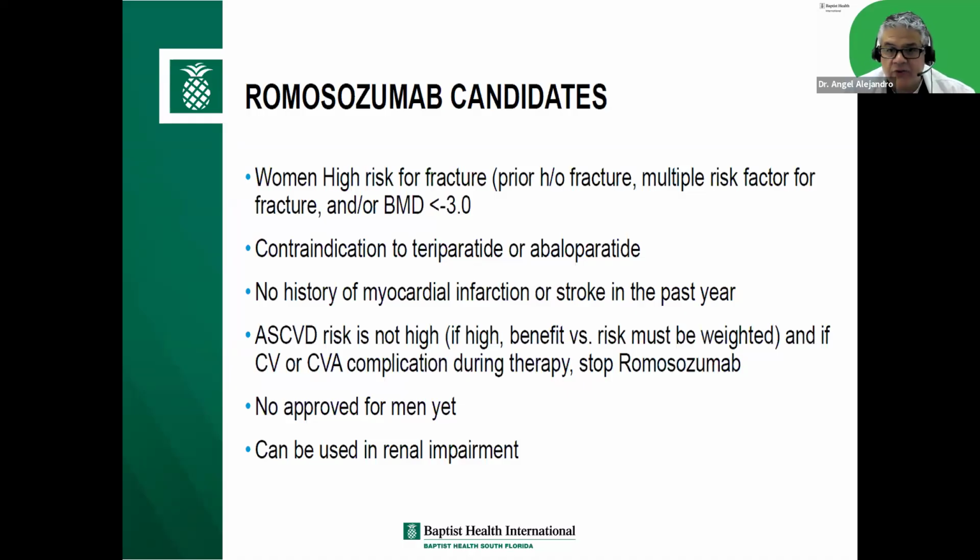If they have a family history of osteosarcoma or Paget's, and you can't use the other 2 anabolics, you can use this medication. But remember, there is an increased risk of cardiovascular events. Therefore, if they've had any event within the last year, then they're simply not a candidate. It has not been approved yet in men, although those studies are ongoing. And you can use it in patients with renal impairment. So remember, for the kidneys, the only ones you can't really use when you have low GFR or low creatinine clearance would be your bisphosphonates.